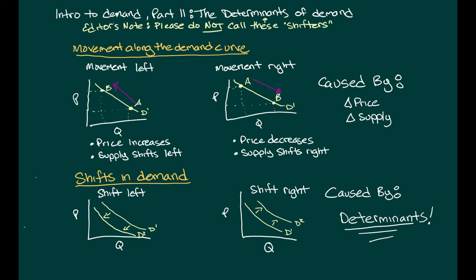Now, since we haven't introduced supply at this point, I'll generally just tell them that a movement left along the demand curve happens when you have a leftward shift in the supply curve, and a rightward movement along the demand curve occurs when you have a rightward shift in the supply curve.